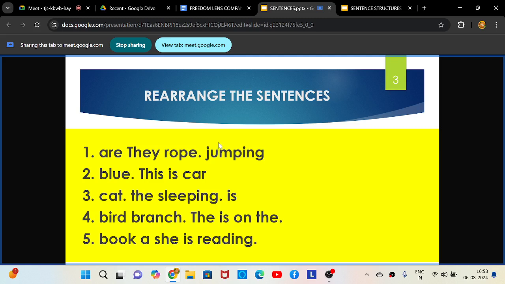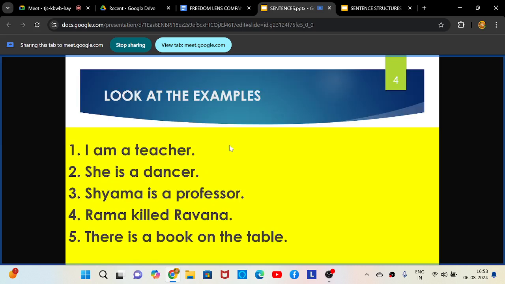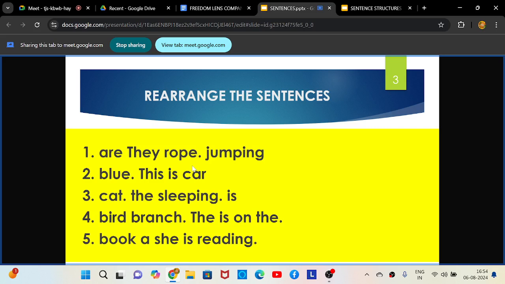So from this we understood the importance of arranging the words in a proper order. Unless we arrange the words in a proper order, we cannot get a proper or meaningful sentence. Here are some examples for you. I am a teacher. She is a dancer. Shyama is a professor. Rama killed Ravana. There is a book on the table. In all these examples, you can see that the words are arranged in a proper order. That is why you are able to get a meaning. I just wanted to show you the difference between shuffled words and arranged words. That is why we did this activity now.